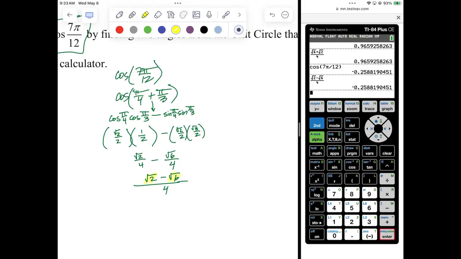We can now write the exact value of any angle that is a multiple of pi twelfths, or 15 degrees. So the unit circle's power is now expanding. Would you agree? Good. All right, so that's it for cosine. Any questions on the cosine identities?